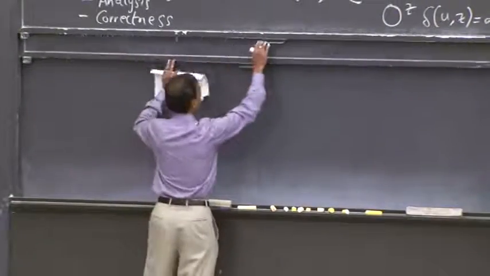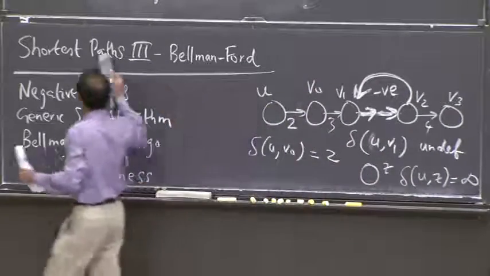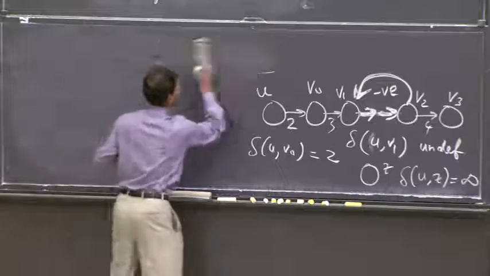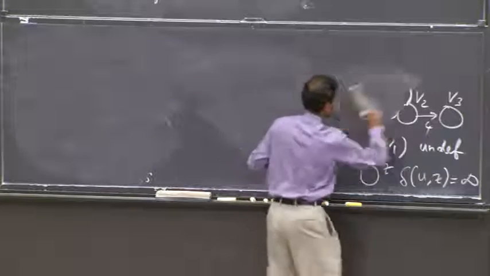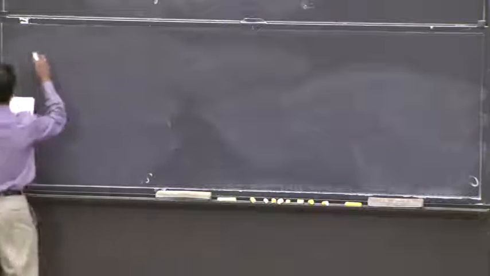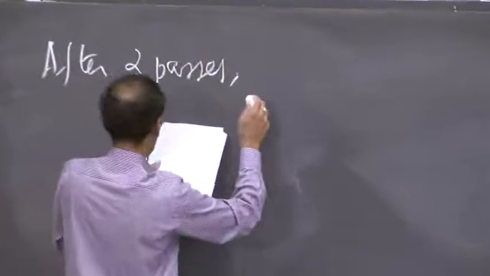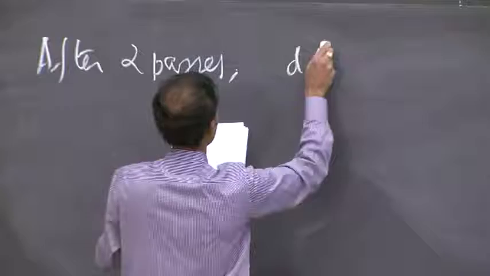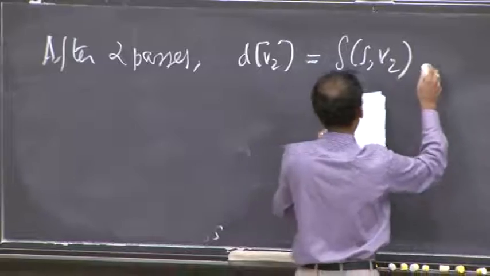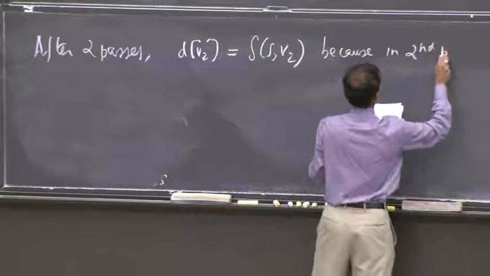And this goes on. I'm going to write out this proof because I think it's important for you guys to see the full proof. But you could probably guess the rest at this point. After one pass, that's what you get. After two passes through E, we have d of V2 equals delta SV2, because in the second pass, we're going to relax edge V1, V2.